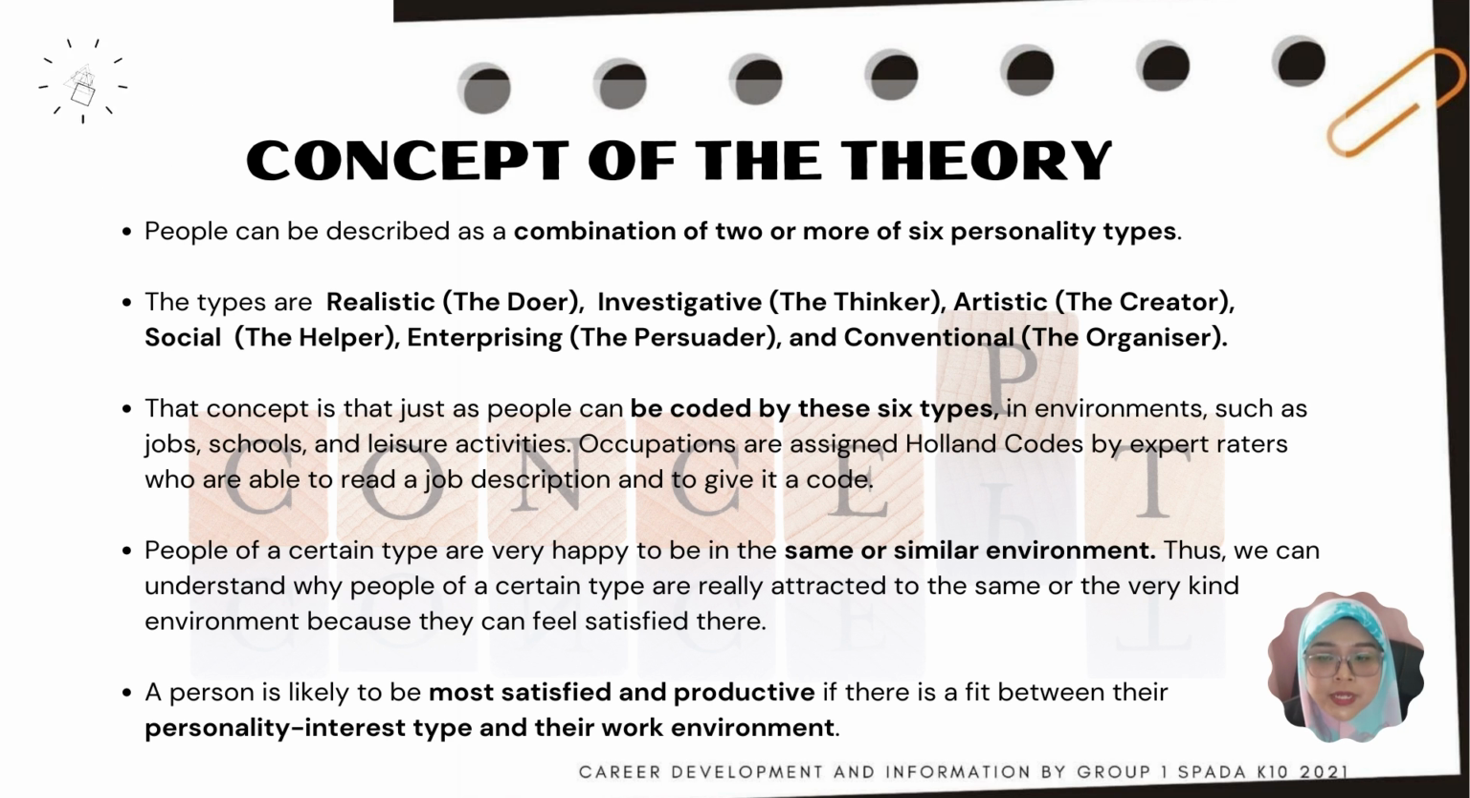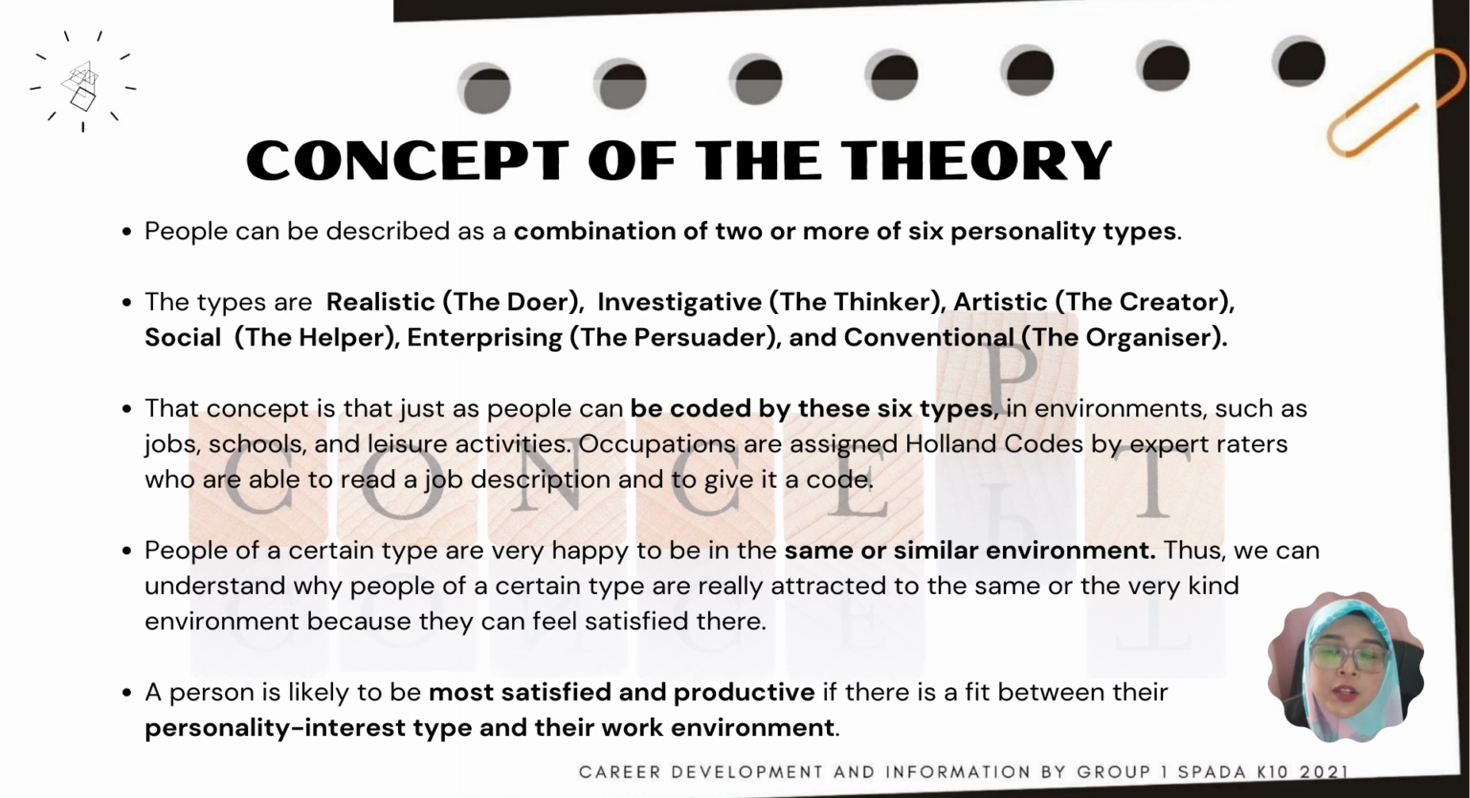The second concept is that just as people can be coded by these 6 types, so can environments, such as job, school, and leisure activity. These personality traits are typically identified by propensity toward school subjects, recreational activities, hobbies, and work. The third concept is that people of a given type very much enjoy environments of the same or similar type.